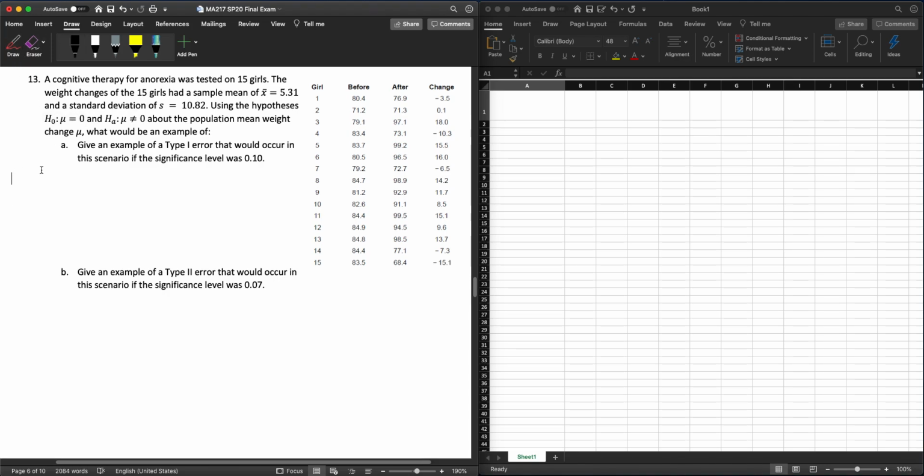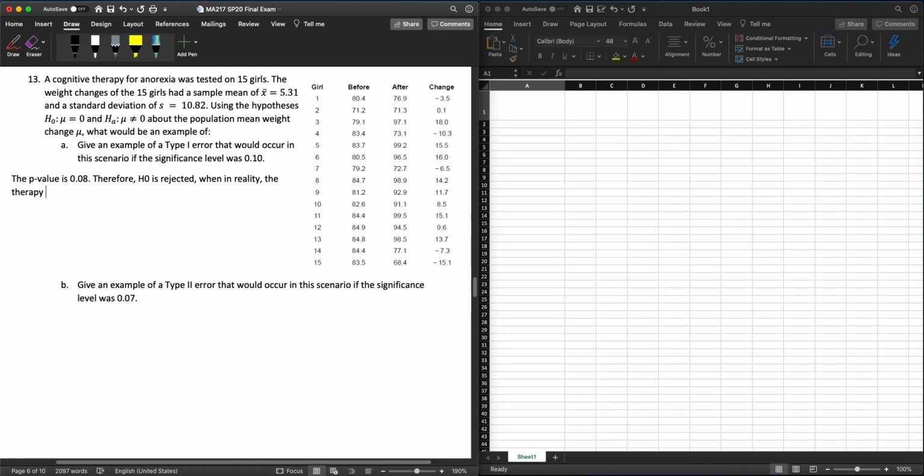So the best way to do that is just type this. The p-value is 0.08. This will be given no matter what answer choice. Therefore, the null hypothesis is rejected. The null hypothesis is rejected when in reality the therapy does not have a positive effect on the patients.